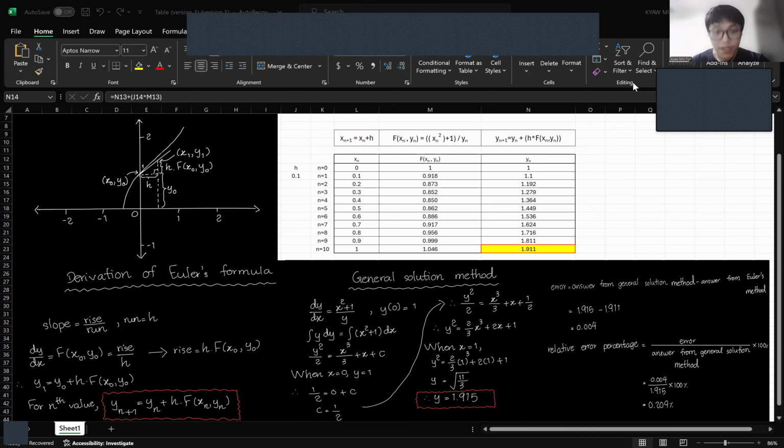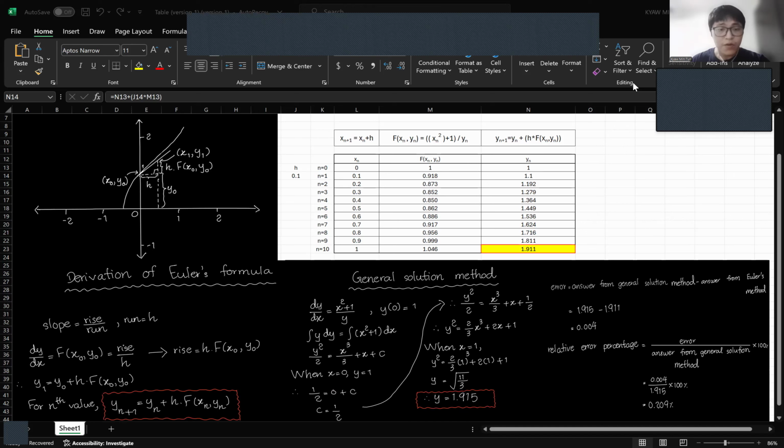For the yn column, we're going to use the formula which is yn plus 1 equals yn plus h into f of xn, yn. For example, if we want to get y1, we need to add y0 and the product of step size and the slope at that particular point, which is x0, y0. So we get y1 equals 1.1. If we continue to calculate the same as this, we can get all the values in the yn column.